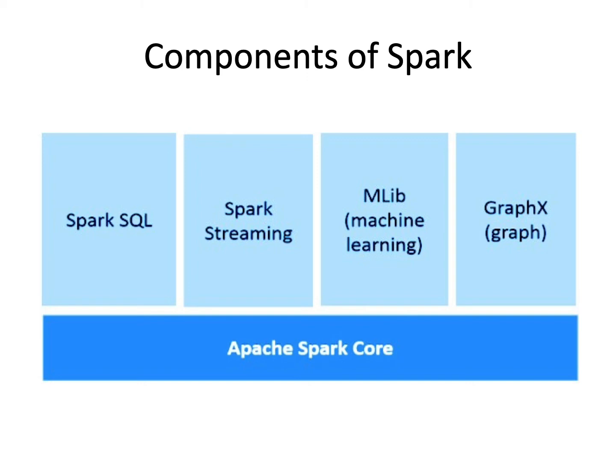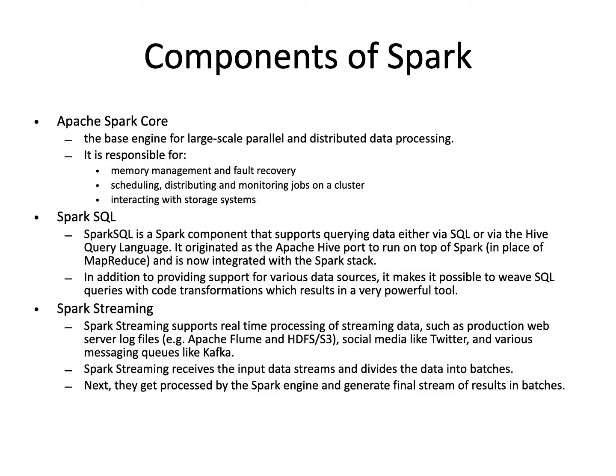And let's start with the Apache Spark core. It is the base engine for large-scale parallel and distributed data processing, and it is mainly responsible for memory management and fault recovery, and it's also responsible for scheduling, distributing and monitoring the jobs on the cluster. And it's also responsible for interacting with the storage systems.